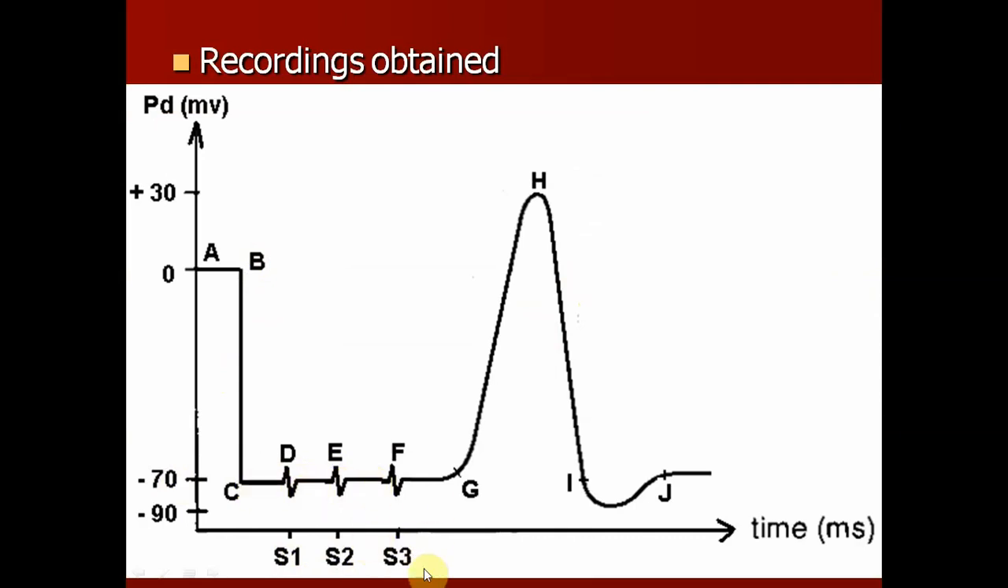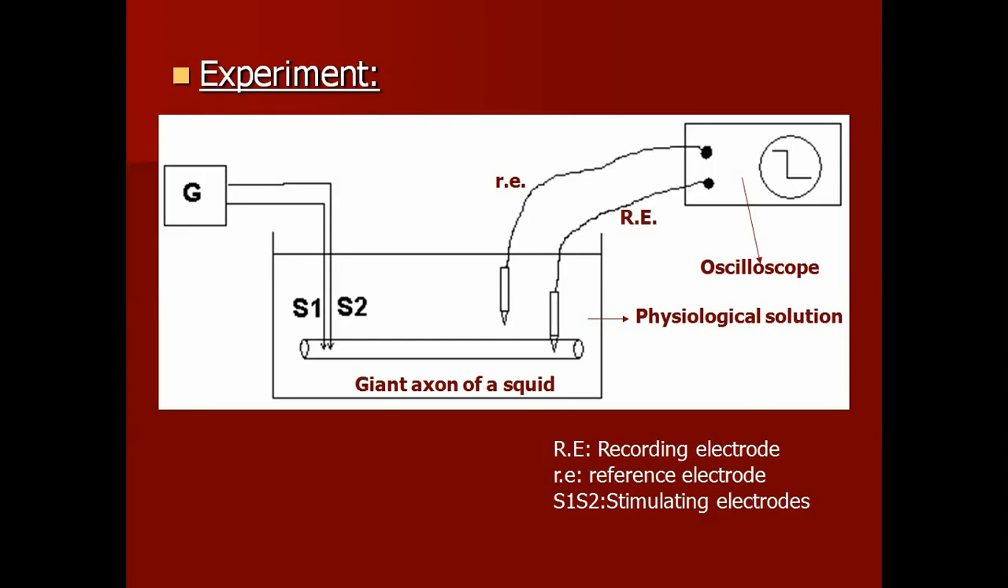However, when we stimulated by S3, and after a short delay of time, we call it the time of latency, the potential difference changes to plus 30, then to minus 90, and then goes back to minus 70. This is called the action potential. And it is the variation of the potential difference across the neural membrane when the neuron is effectively stimulated. And here we can deduce two important properties of a neuron.